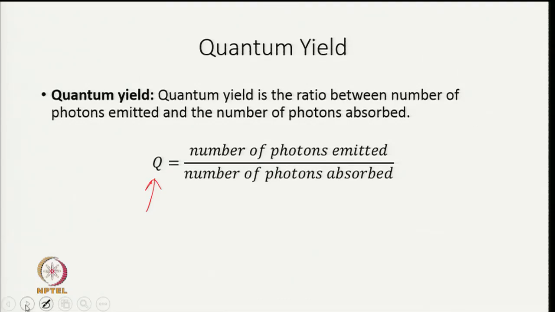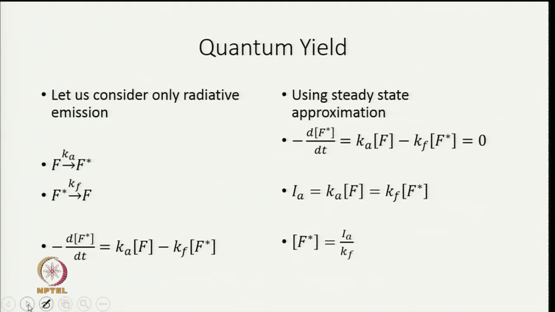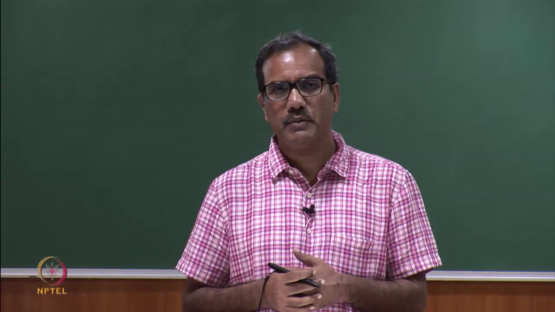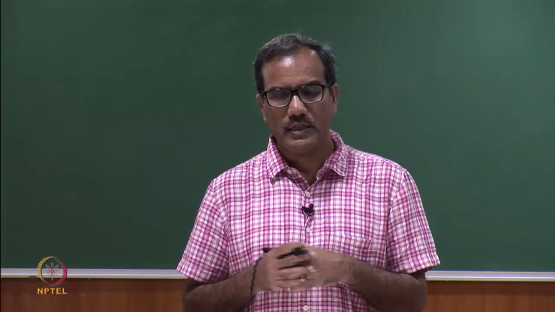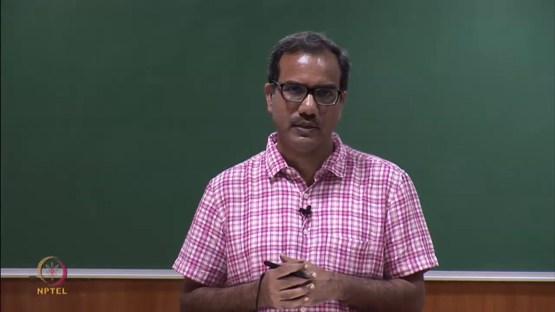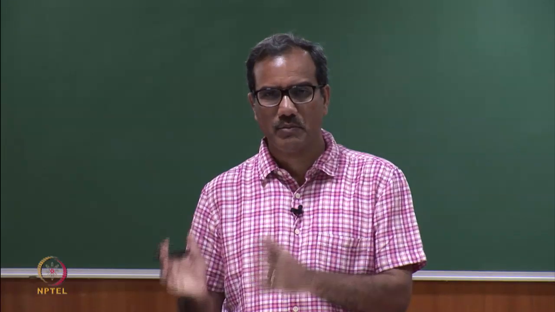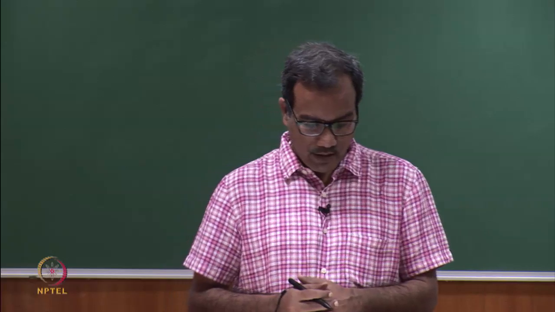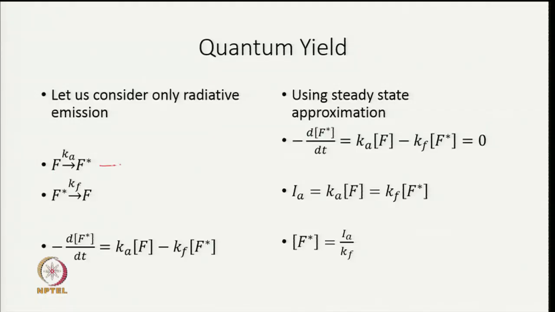Quantum yield is given by the number of photons emitted divided by the number of photons absorbed. So, let us calculate quantum yield, and here we will use kinetics. If I consider only radiative emission, what does that mean? Only fluorescence is taking place, there is no other way of de-excitation. So, the first step is F going to F star, meaning the fluorophore absorbs the radiation and goes to the excited state. And now, the excited state comes back to the ground state through fluorescence, and the rate of fluorescence is given by Kf.